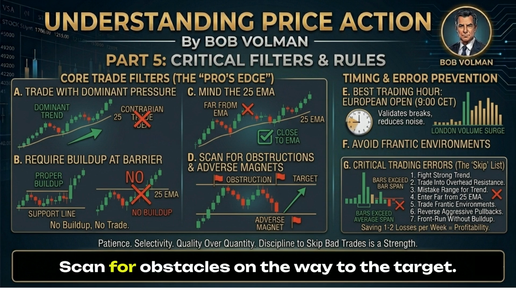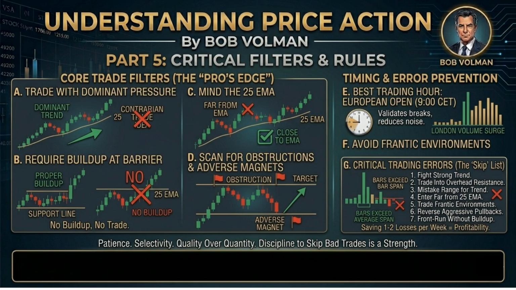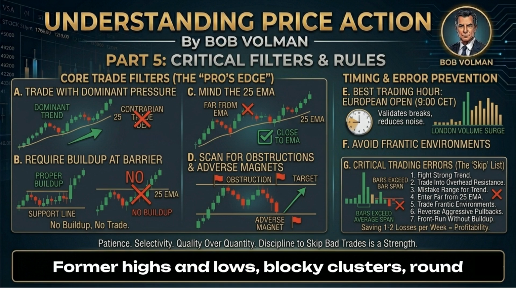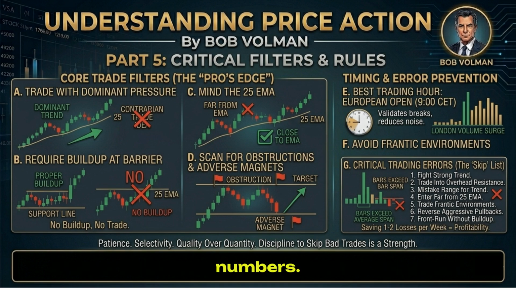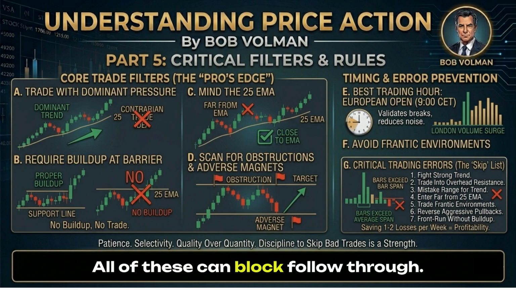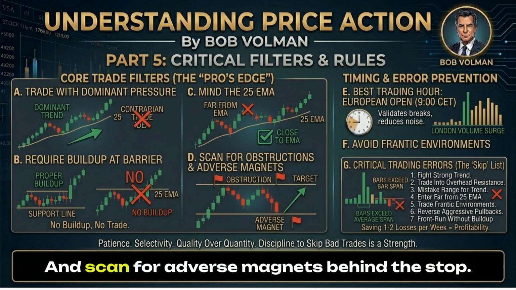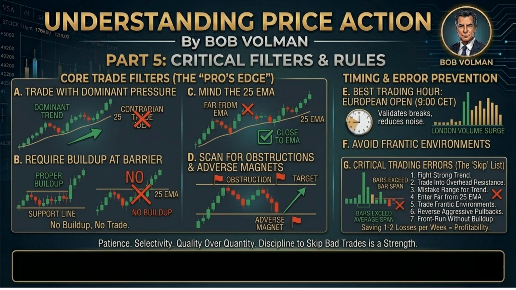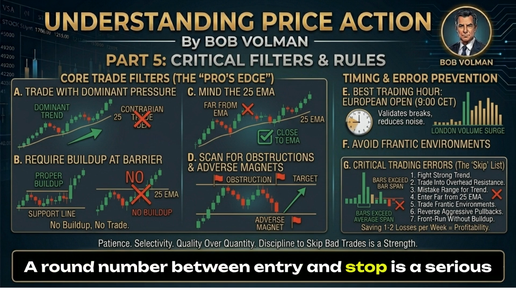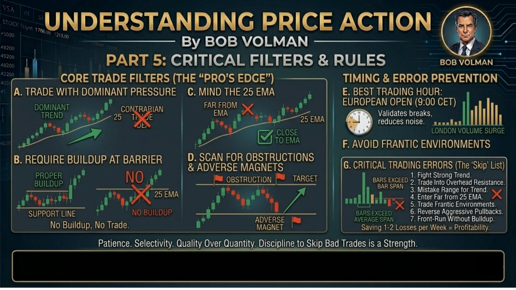Fourth, scan for obstacles on the way to the target. Former highs and lows, blocky clusters, round numbers. All of these can block follow-through. And scan for adverse magnets behind the stop. A round number between entry and stop is a serious threat.